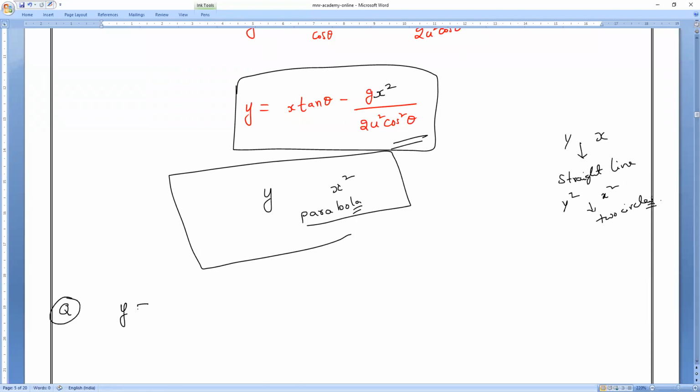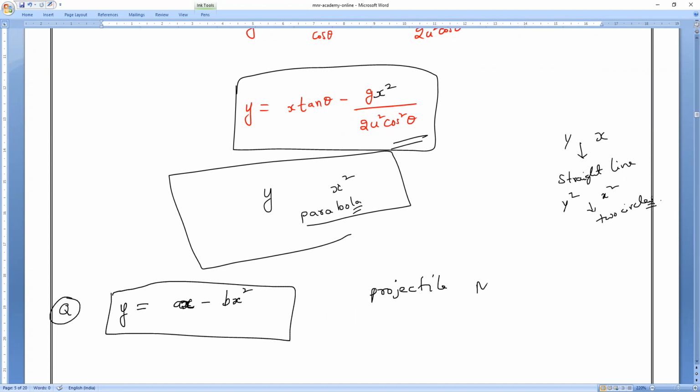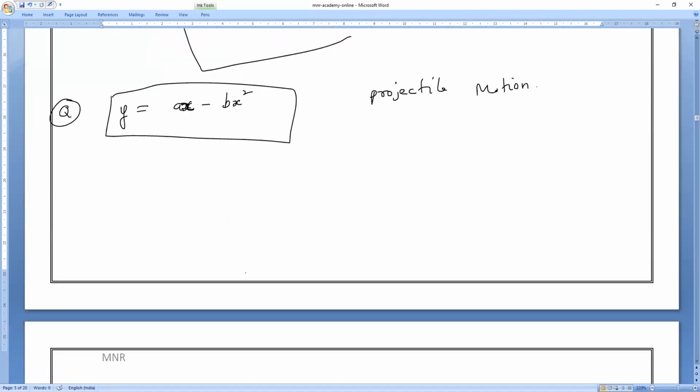So the given equation is a mathematical equation: y is equal to ax minus bx square. Actually, this is what motion, everybody? This is projectile motion. Now they are asking us to find things for the projectile motion. We can find the initial velocity, the time of flight, h, r, everything.